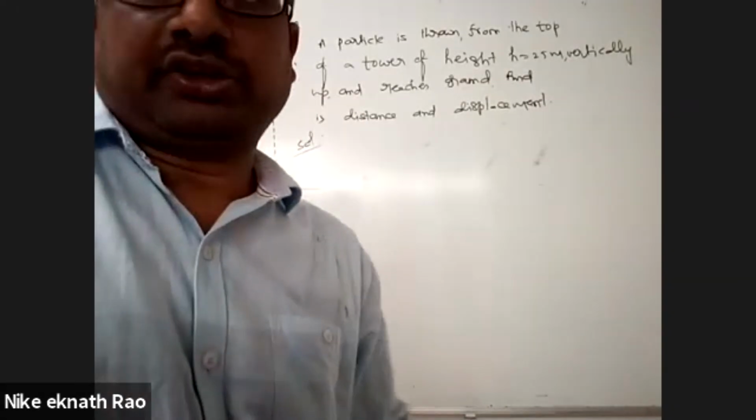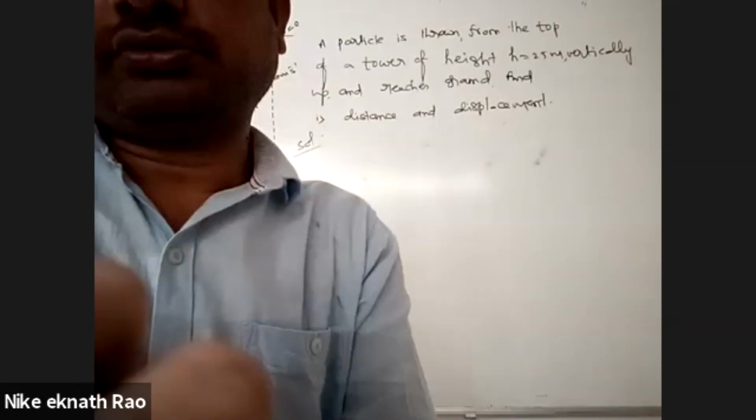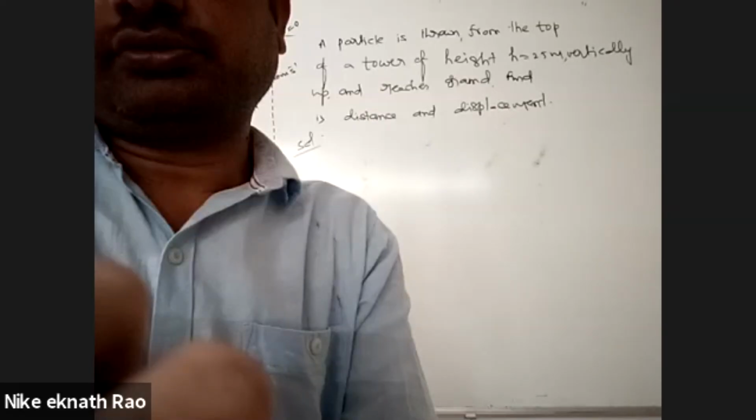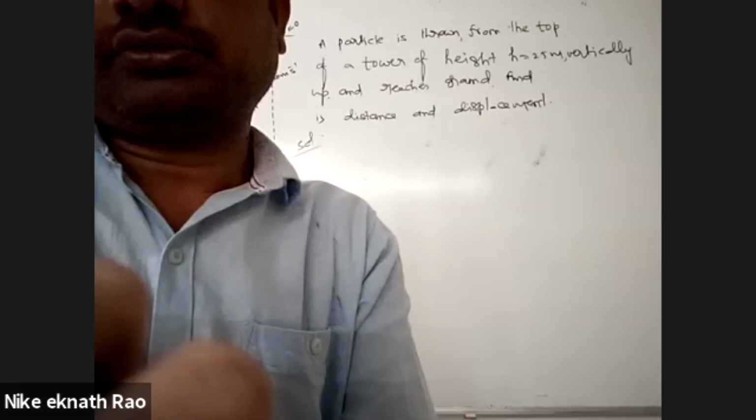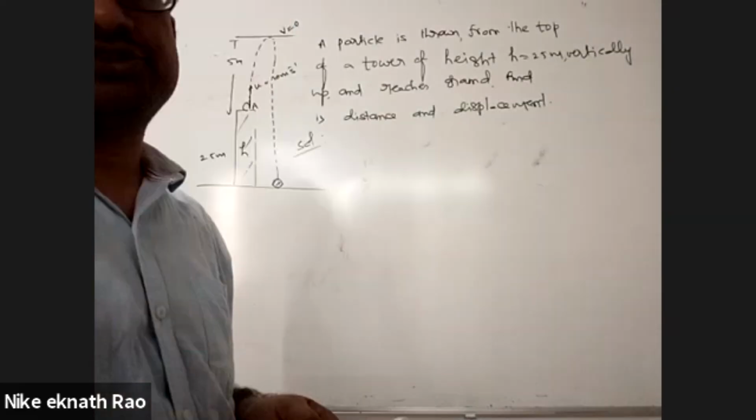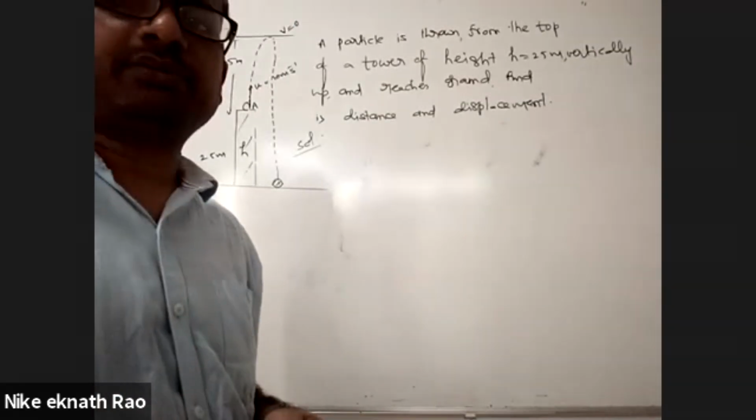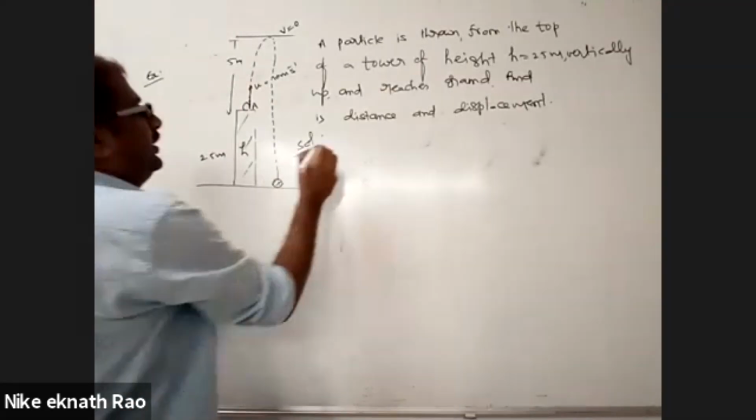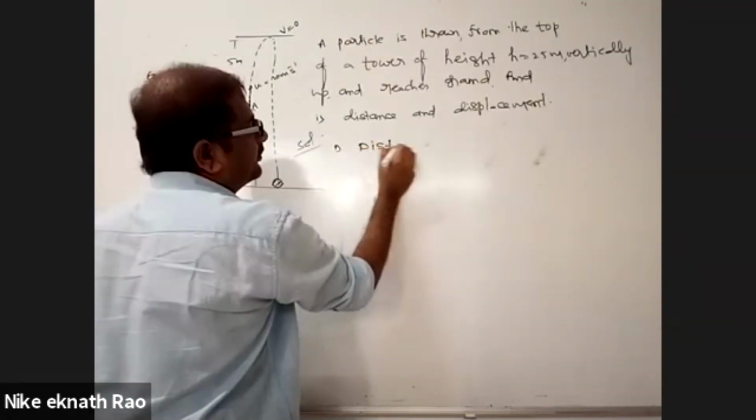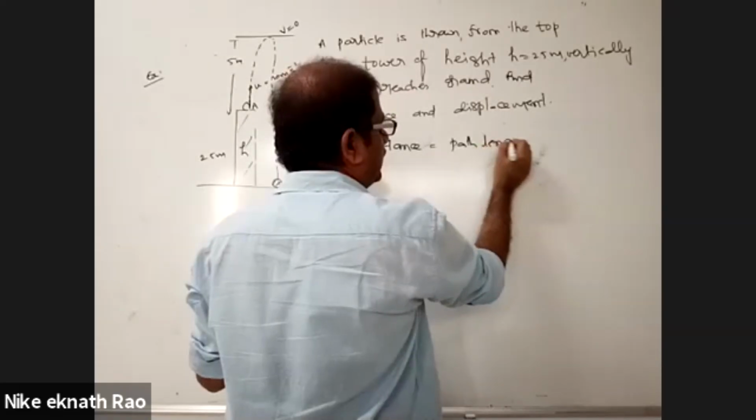Akila, what is the answer? Sir, distance is 35 meters. I want the exact answer, not 'I think'. 35 meters. Do you agree? Distance is simply path length, which you can measure. So what is the distance here? 35 meters, right. Distance is simply path length.